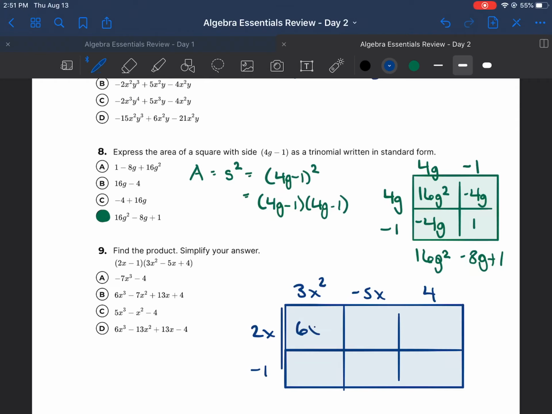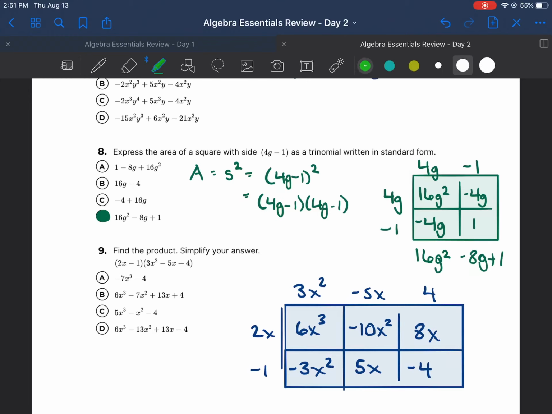So 2x times 3x squared is 6x to the third. 2x times negative 5x is negative 10x to the second. 2x times 4 is 8x. 3x squared times negative 1 is negative 3x squared. Negative 1 times negative 5x is 5x. And negative 1 times 4 is negative 4.